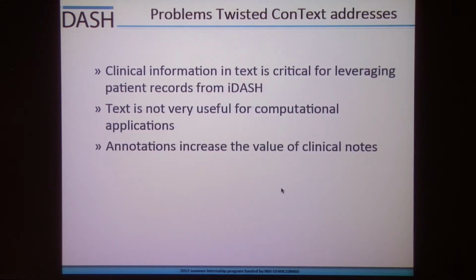So the problems that Twisted ConText addresses are that medical researchers need to be able to analyze documents that clinicians create. They need to be able to see items such as the diagnosis of the patient, the current procedures that are being performed, and some of the items that are being used on the patients. Those need to be extracted and annotated.